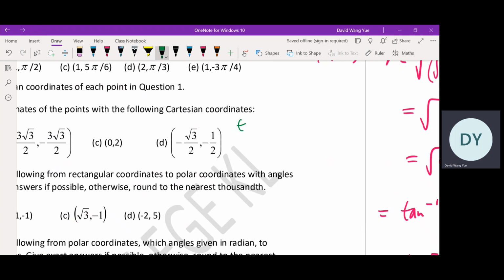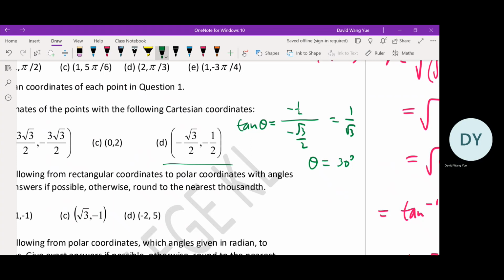For this one, tangent theta is this. So you may think, oh, theta is 30 degrees. But is it really 30 degrees? No. X and Y are negative. So this one should be 30 plus 180. That's why for this one, theta is 210 degrees.